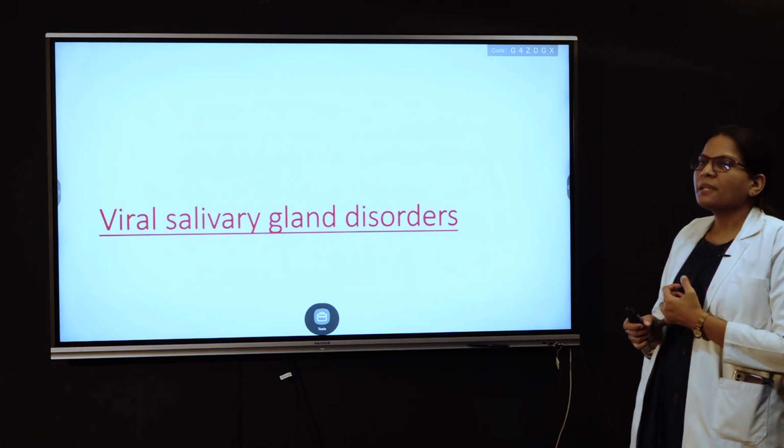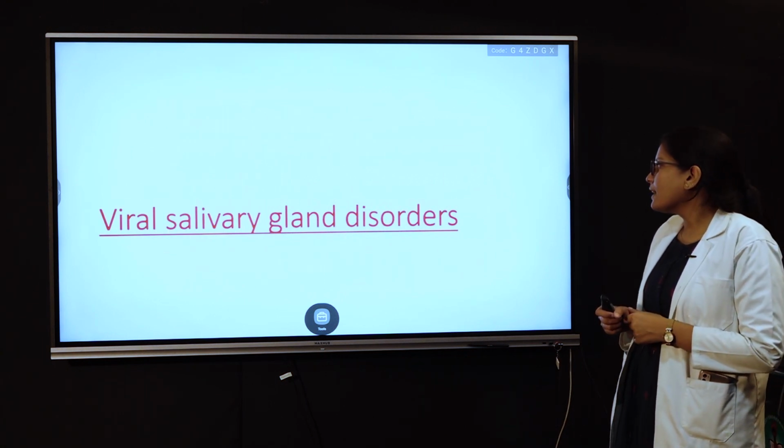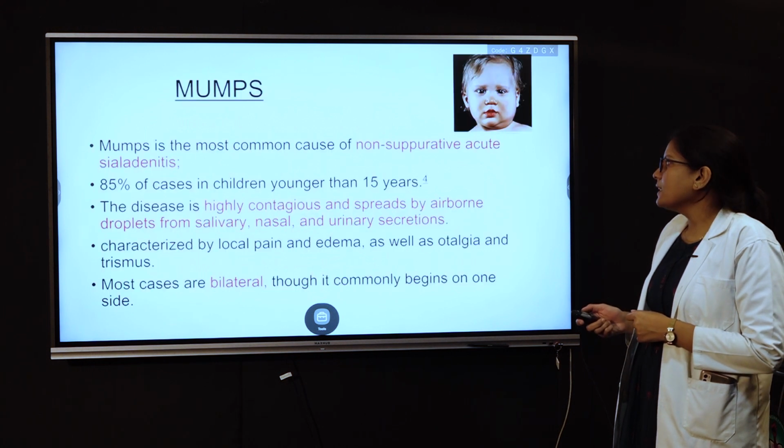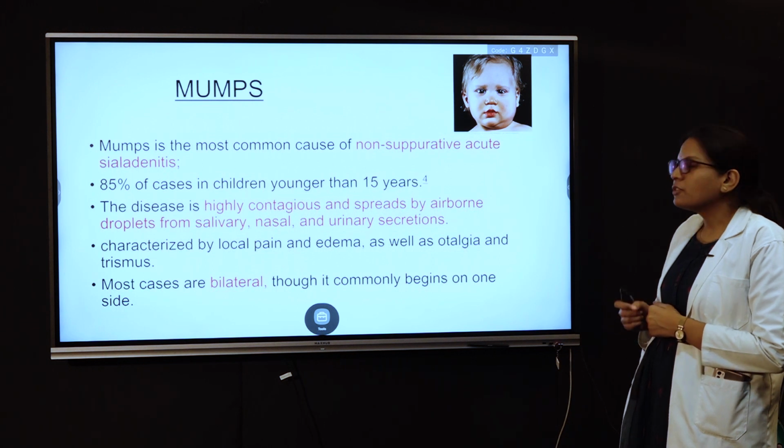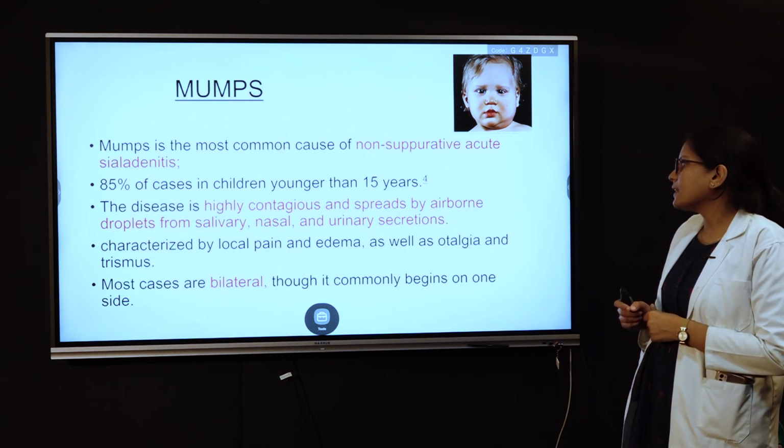So now we are done with the inflammatory conditions. Let's see what all come under viral salivary gland disorders. The main one is your mumps. Mumps is caused by paramyxovirus. It is the most common cause of non-suppurative acute sialadenitis.